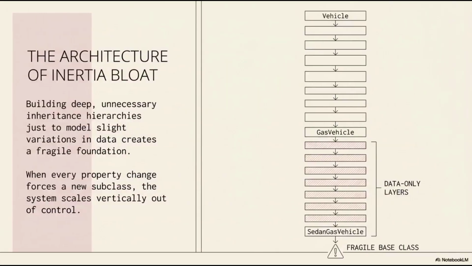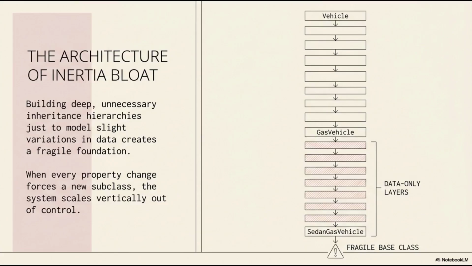The architecture of inertia bloat, as depicted on this slide, highlights a critical pitfall in system design. It demonstrates how building deep, unnecessary inheritance hierarchies solely to model slight variations in data inevitably creates a fragile foundation. When every minor property change forces the creation of a new subclass, the system scales vertically and rapidly spirals out of control. Observe the diagram on the right.